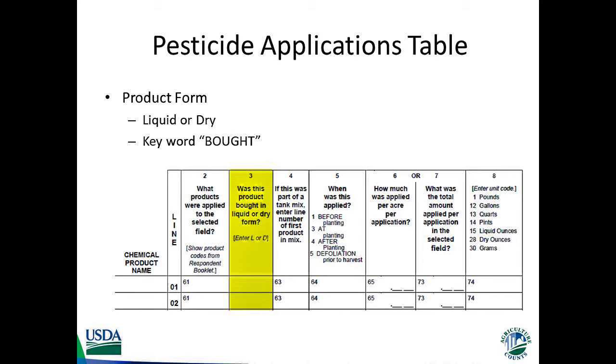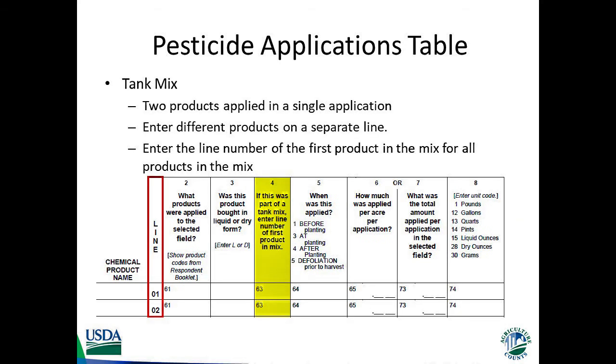In column 3, we want to record the product form as either liquid or dry. In the respondent booklet, it should typically indicate whether or not the product is in liquid or dry form when purchased, but also the respondent should be able to give you an application rate. If it's in pounds or ounces per acre, that would be indicated as dry, or if it were in gallons, quarts, pints, etc. per acre, that would be a liquid form.